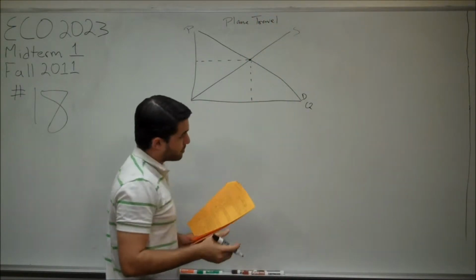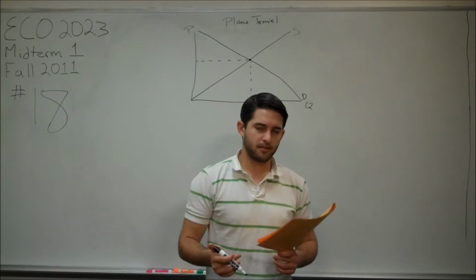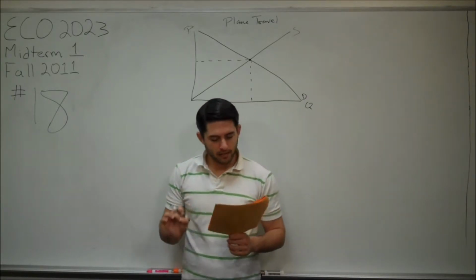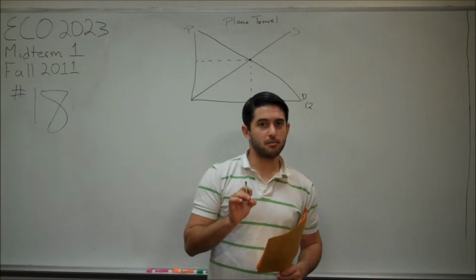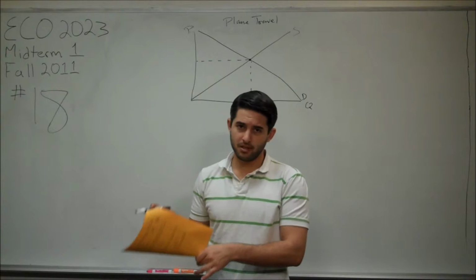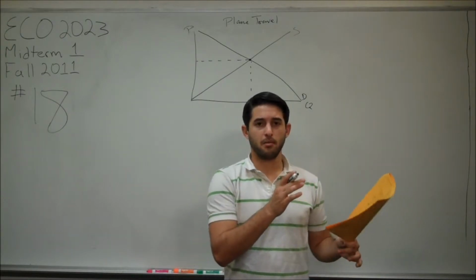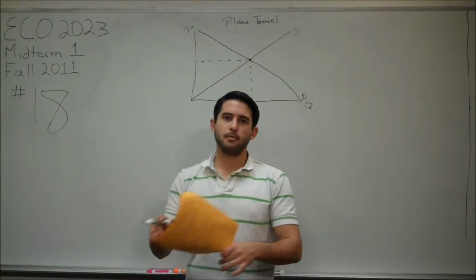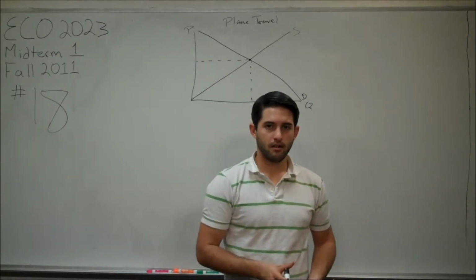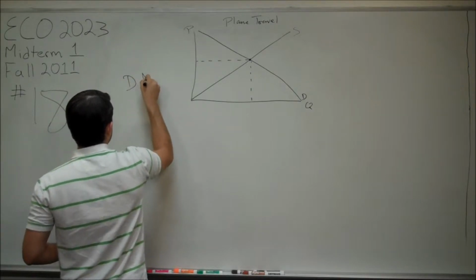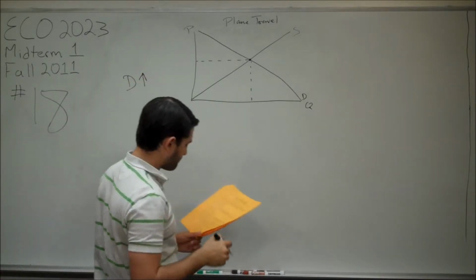Now, first we have to figure out what the effects are based on the factors. So if travel by plane is a normal good and people's incomes increase, we know that the demand is going to increase. Whenever people's incomes increase, the demand for normal goods goes up. Whenever people's incomes decrease, the demand for normal goods falls. So we know the demand is going to go up.